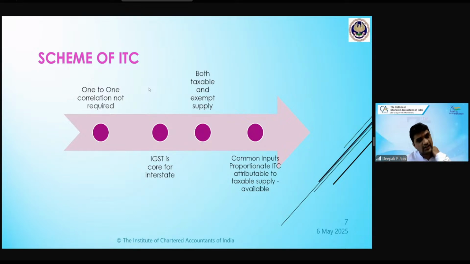We can get the credit, since it is not to be specified which credit is used when it is going to the electronic credit ledger. Correct. Super. Yes. So everybody is in tandem because we have seen this slide, and most of them are otherwise also aware that one-to-one correlation is not required. So the purchase of soap can be utilized as a credit for selling of toothpaste.